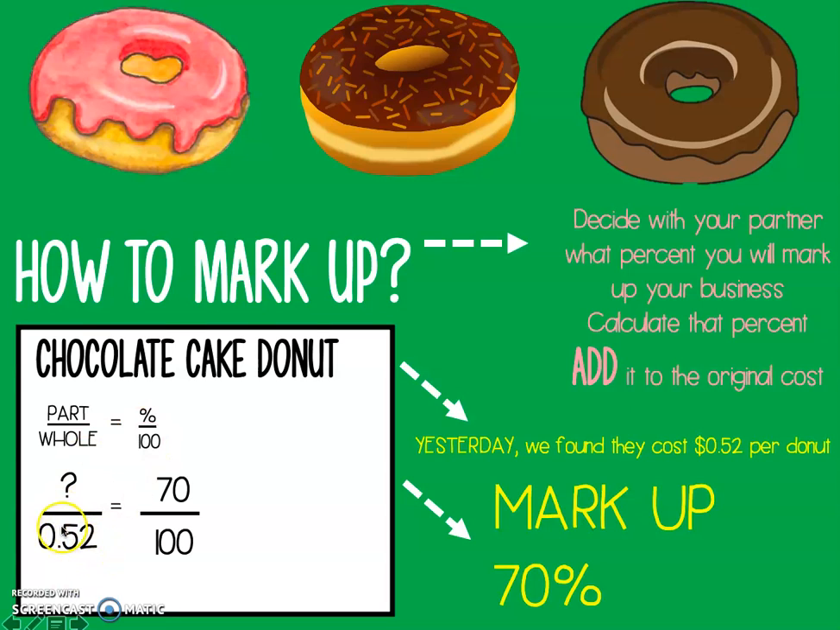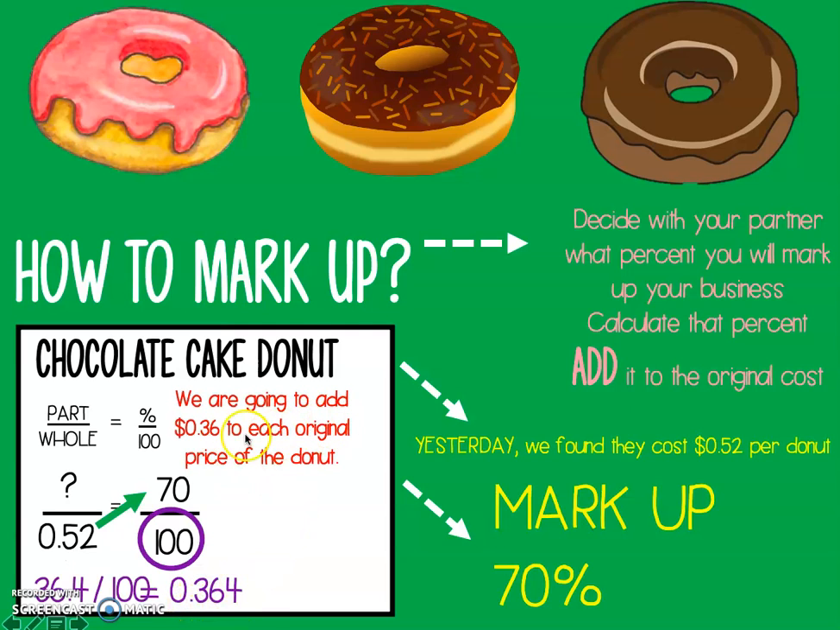So I'm going to cross multiply 52 cents times 70, and I get 36.4. Then we're going to divide by our remaining 100, and we're going to get 0.364, which means we're going to add 36 cents. We're going to add the 36 cents to the original price of the donut. So if it was originally 52 cents plus our markup 36 cents, it's going to cost 88 cents to purchase the donut.